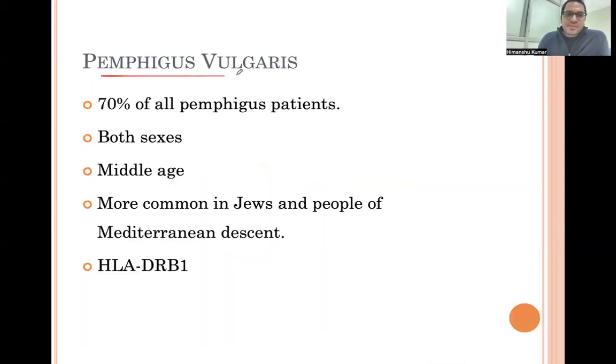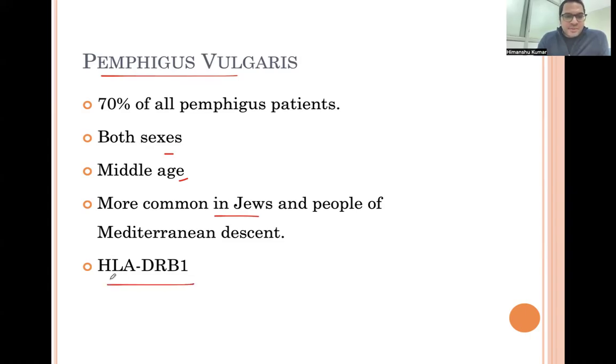So this pemphigus vulgaris, let's talk about this. This is the most common type of pemphigus we see even in our clinical practice. It can occur in both sexes. We discussed it's most common in middle age, which is 30 to 50, 60 years of age group. Ethnically, it's actually more common in Jews, but we also see quite a large number of patients from India as well, from the Indian subcontinent.